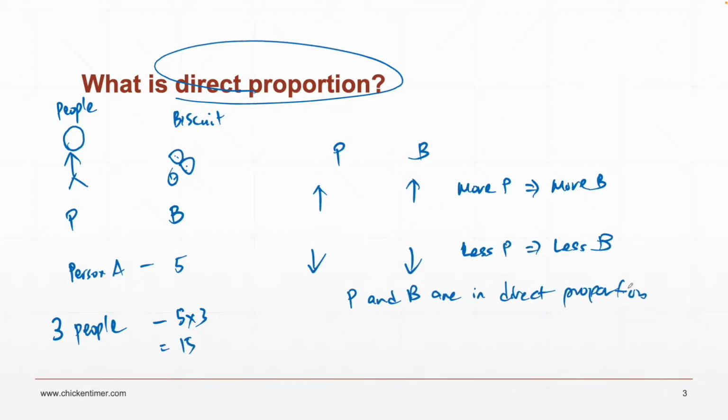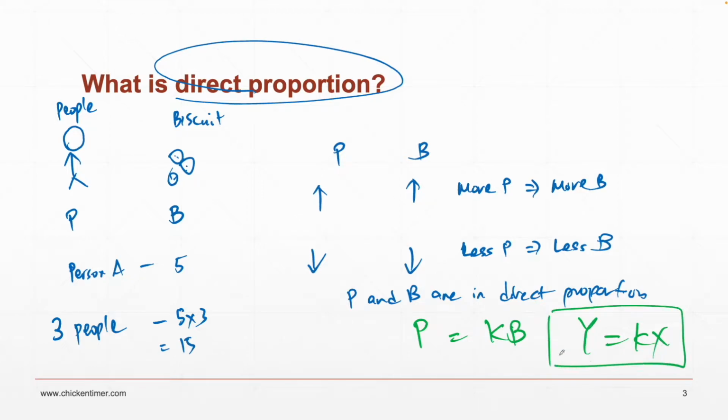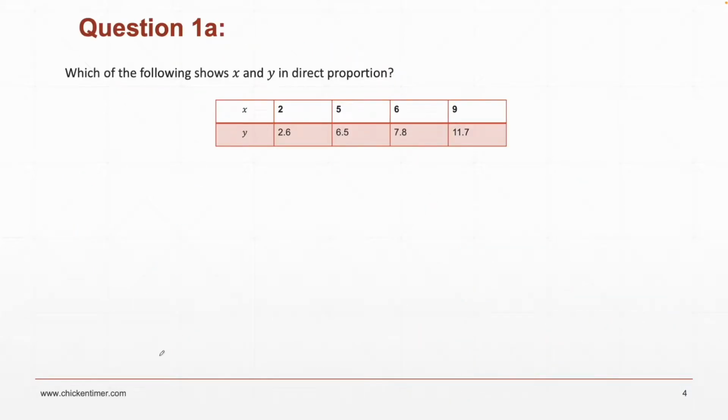Then if we want to use a mathematical expression to represent this, it will be P equals KB. Or if you see formulas in textbooks, they will say that Y equals KX. This is usually the starting equation that we will work with when we are doing direct proportion. This K is a constant. That means it can be any whole number or any fraction, as long as this number remains the same all the time. This is one of the more basic things.